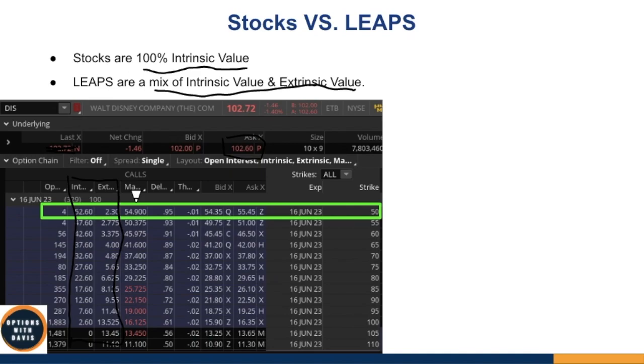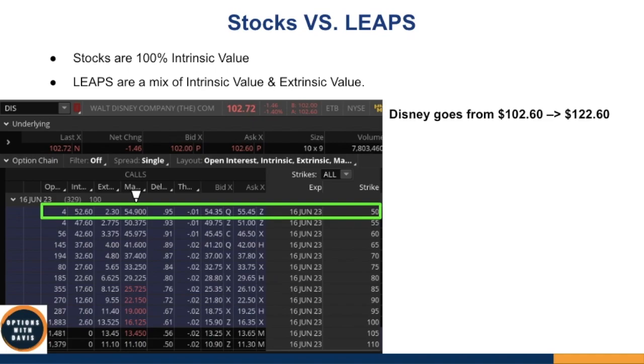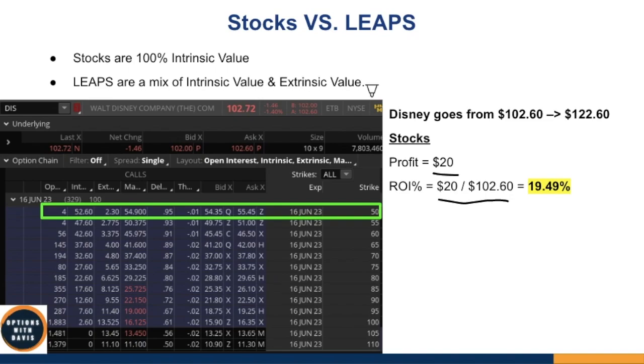So now let's talk about what if the underlying stock goes up. How much does buying shares make, and how much does LEAPS make? Let's say Disney goes from $102.60 to $122.60. What is the profit for stocks? For stocks, very straightforward. We have a $20 profit, and to calculate the return, you take $20 and divide it by the cost per share, and you get 19.49%, which is pretty decent.